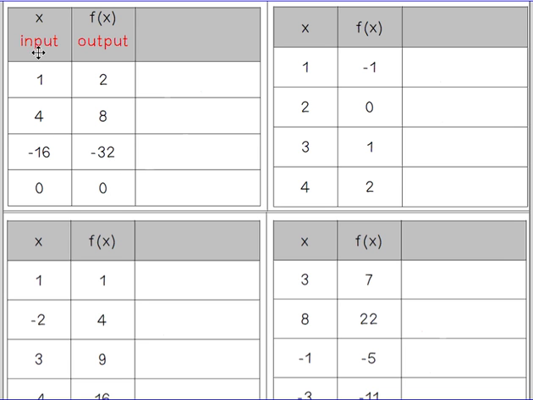Okay, so given the first set of input and output values, we have the ordered pairs 1, 2, 4, 8, -16, -32, and 0, 0. Hopefully you took a moment to come up with a function rule between the input and the output. In this case, you could have had 2 different scenarios: f of x equals x plus x or f of x equals 2x. Both of those would have worked. I do want you to fill this in on your notes, so make sure that you do so.